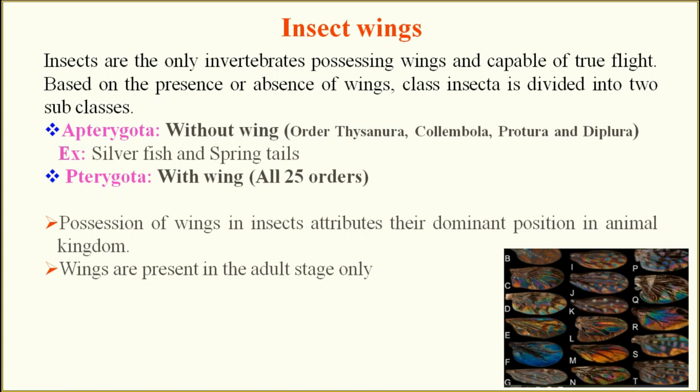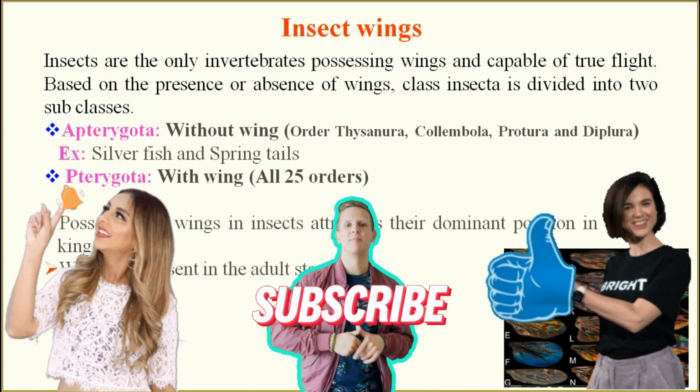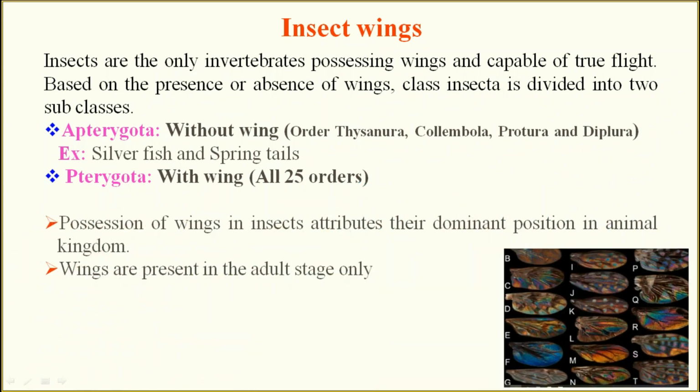That is known as what? Your Apterygota. What are the orders of Apterygota? Order Thysanura, Collembola, Protura and Diplura. What is the example of Thysanura? Silverfish. What is the example of Protura? Proturans. What is the example of Collembola? Springtails. Very good. So try to remember all the 4 order examples.